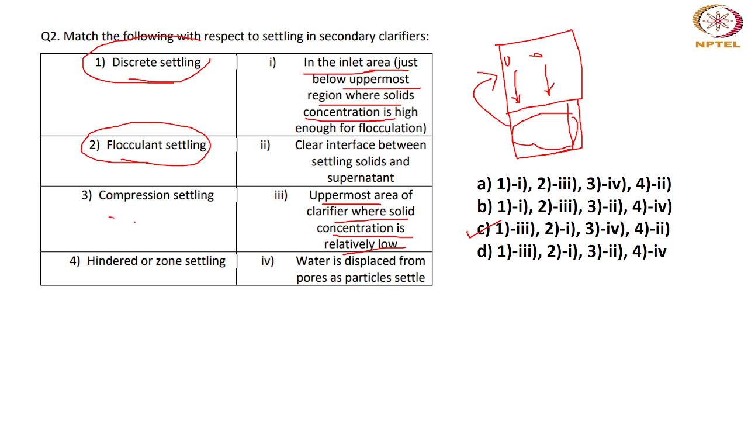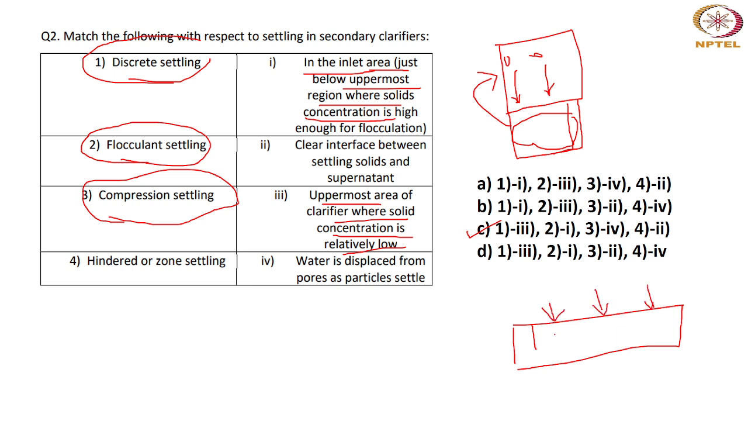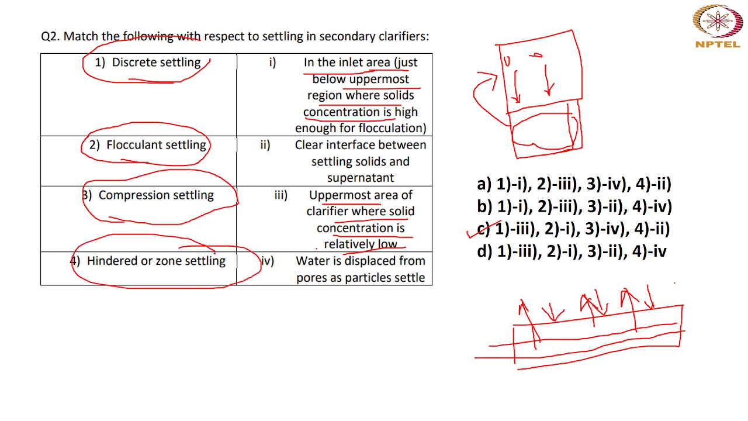And then the compression settling. This is at the end, when the pressure is increasing and the water is coming out from the zone at the bottom. There we can see this compression settling, where the height will reduce. Then hindered zone settling is in between these two, where the particles are settling as a zone. They are completely forming as a zone.